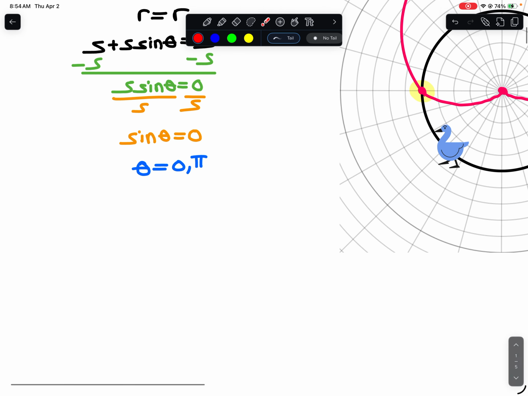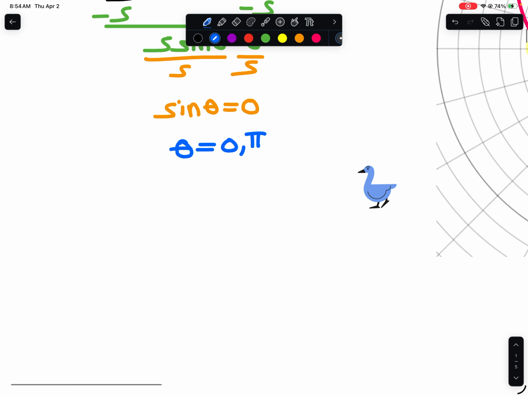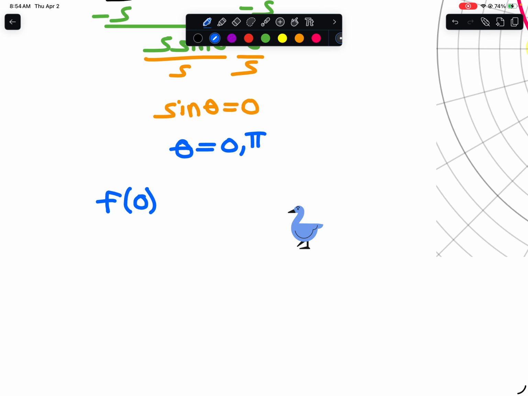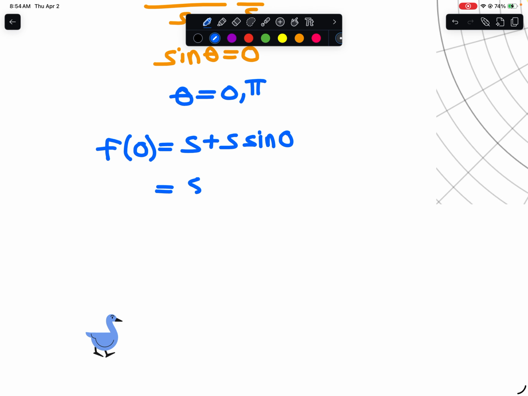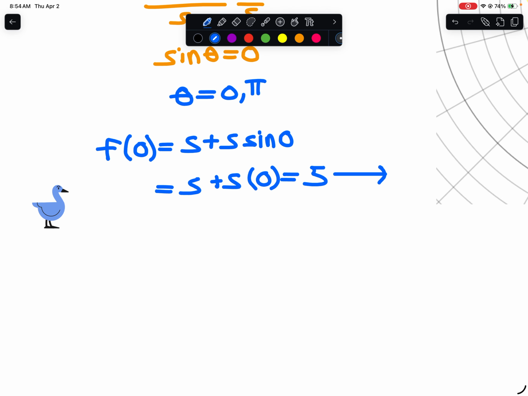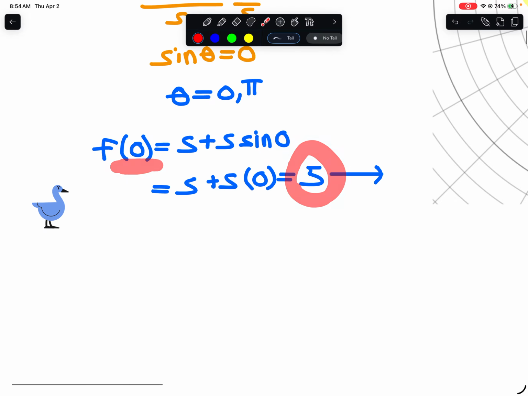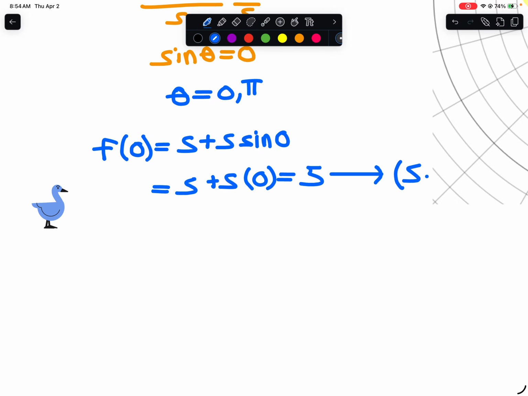So when I plug in, I'm going to do f of 0, and that's going to equal 5 plus 5 sine of 0, which is going to give me 5 plus 5 times sine of 0, which is 0. So 5 plus 5 times 0 is just going to give you 5. So my coordinate is going to be a distance of 5 from the pole in the direction of 0 radians. So this would be (5, 0). So that would be the first point.